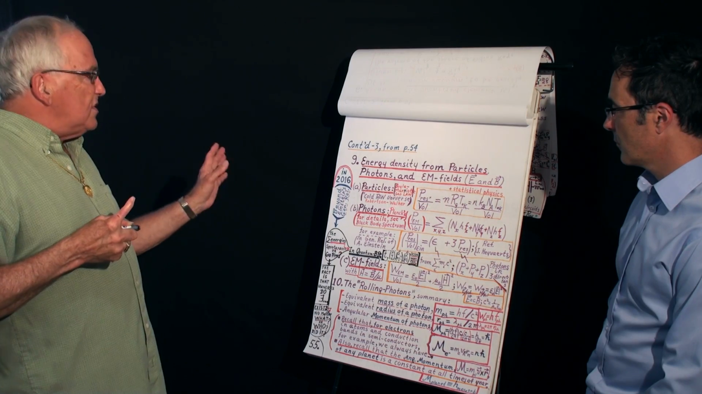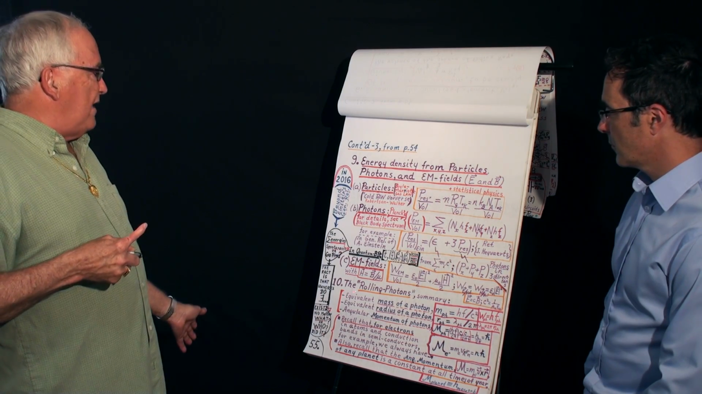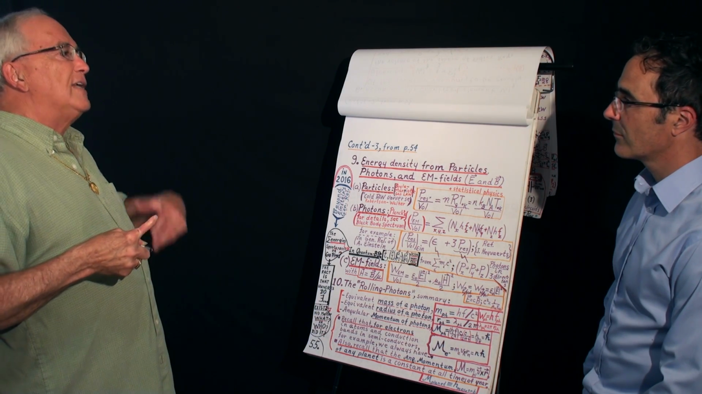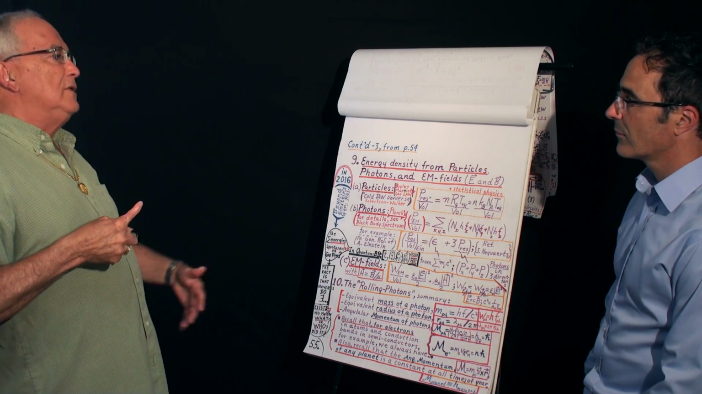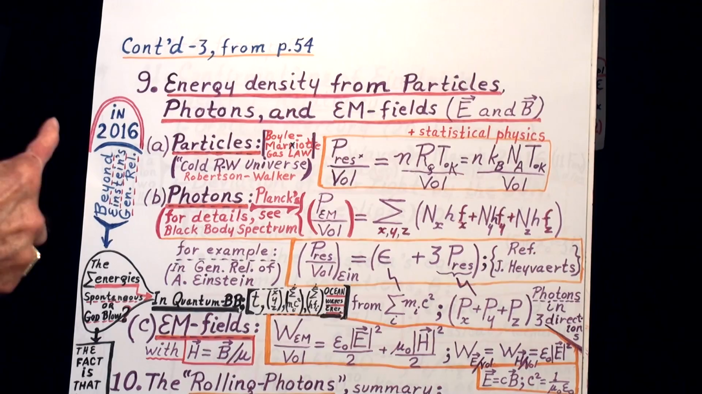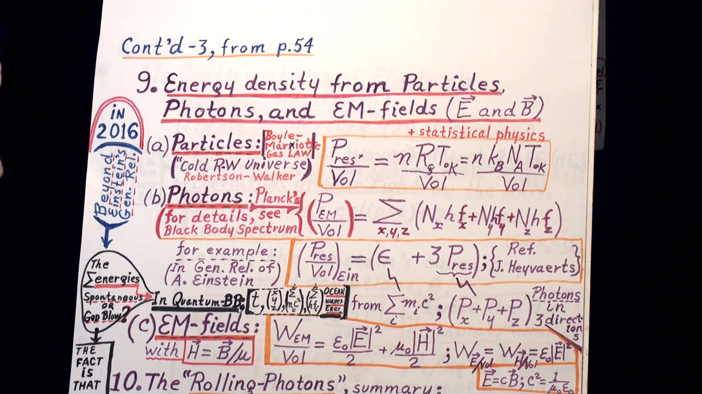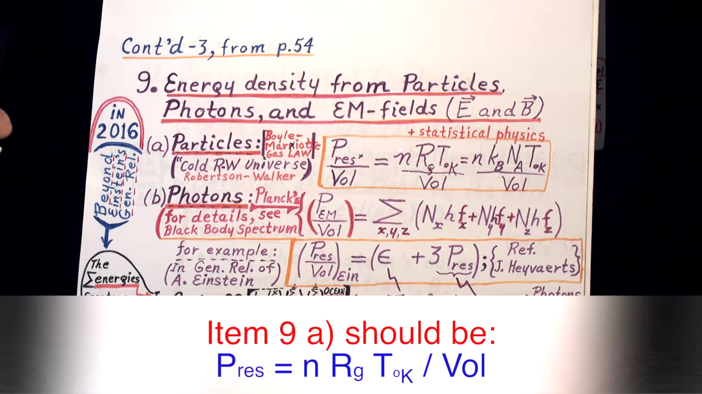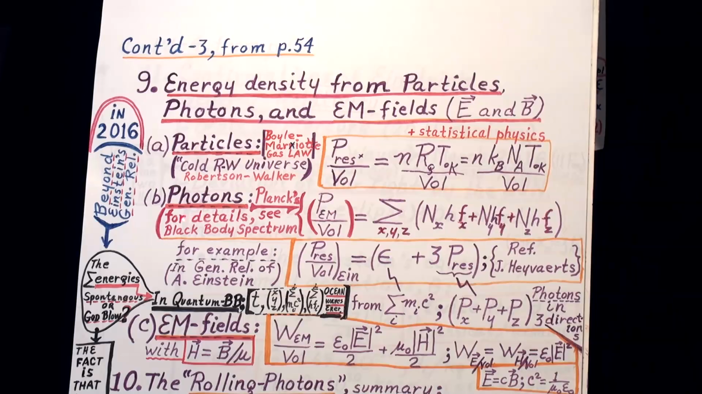So I'm going to go just very quickly on that to arrive to what I love, the rolling photons. It looks like a rolling photon. So I like this expression. But here it's just expressing the energy of particle in statistical physics. It's the perfect gas law that I showed you earlier. Photon plan, for details, see black body.